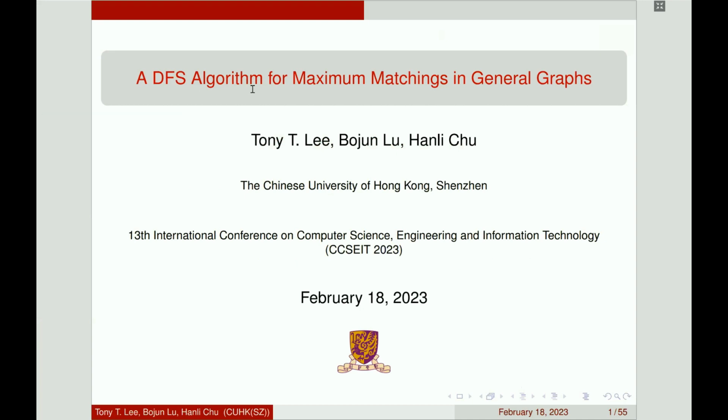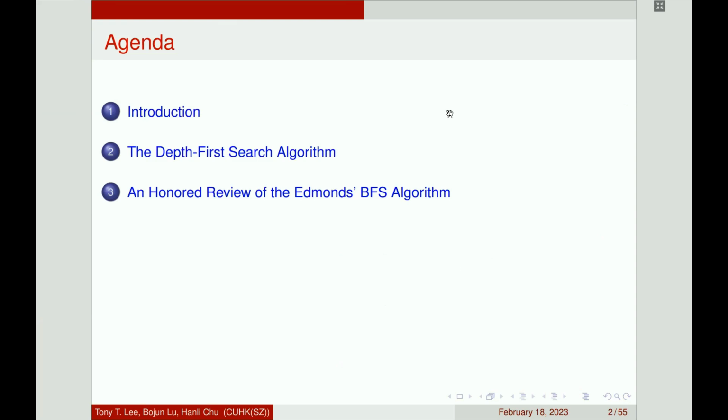Okay, so now I just start. The topic of our work is a procedure we designed to solve problems in graphs. Later I would spend some time to introduce the problem description and also our work. Especially, we proposed a novel procedure to search for something we want.